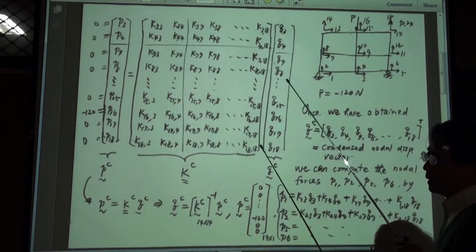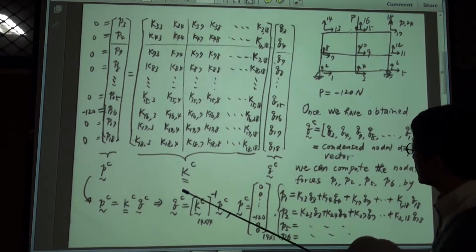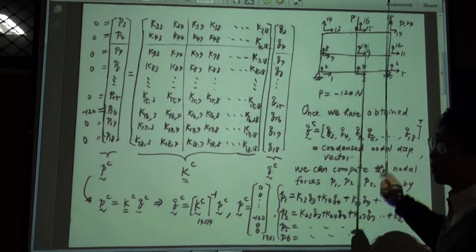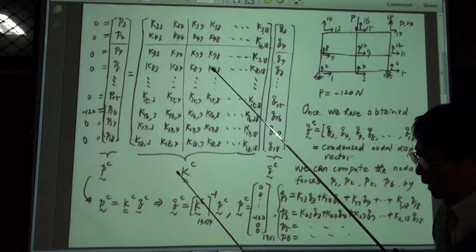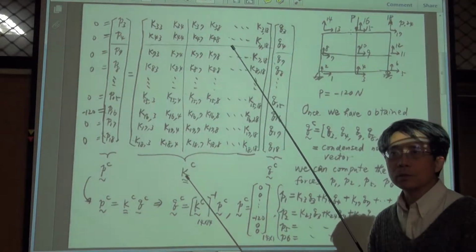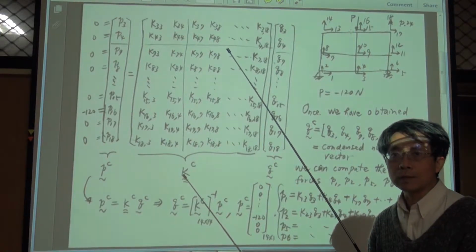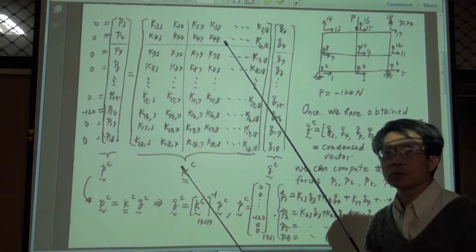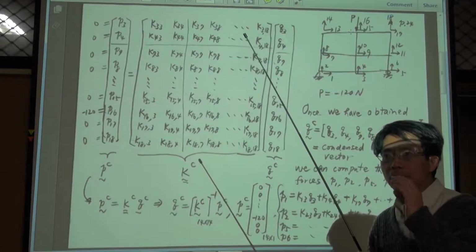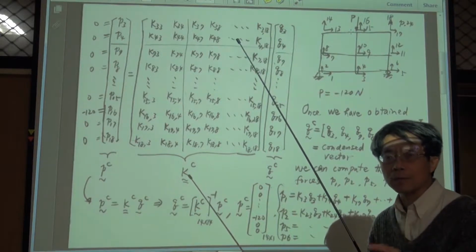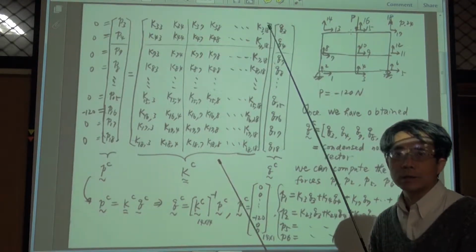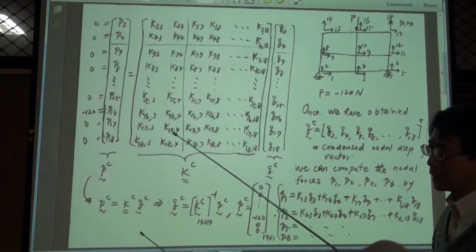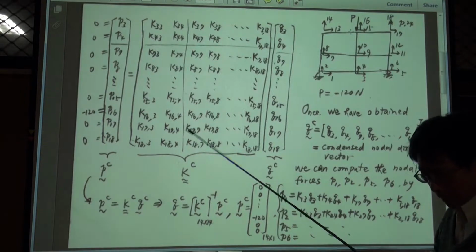So basically, after all these calculations, the reaction forces are known and all the nodal displacements are known. Then we can use these nodal displacements to find the continuous displacement field by the shape function concept. We multiply the shape function with the nodal displacement to give the continuous displacement distribution. Once you get the continuous displacement distribution, you can get the strain and the stress.